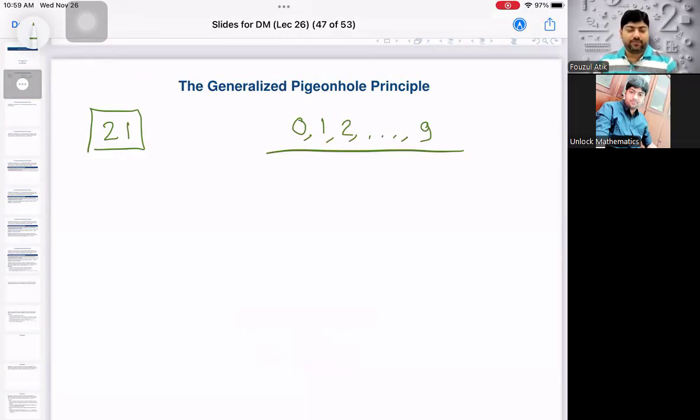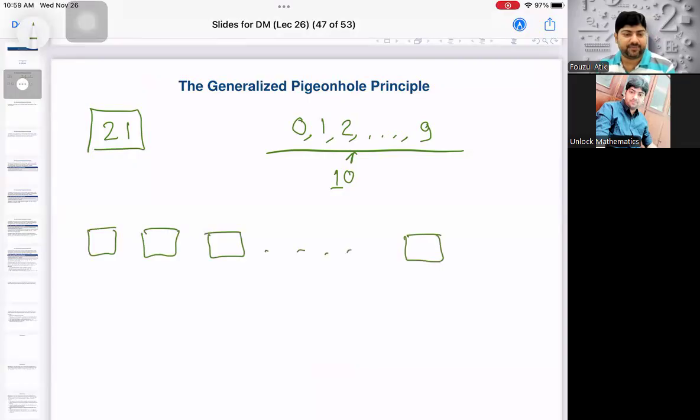Now, what can we guarantee? There must be at least 3 that are the same if you have 21 digits like this. Why? How many total digits do you have here? There are 10 digits, correct? And you have 21 digits available. So 10 different digits are possible. So there are 10 possible positions, basically.